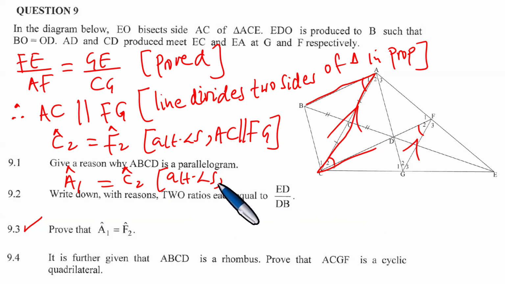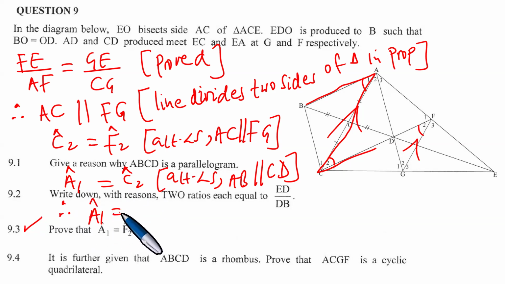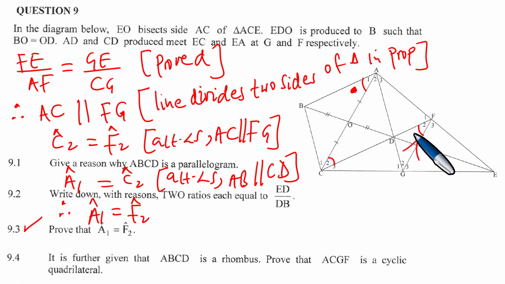Why are they alternate angles? They're alternate angles because AB is parallel to CD. C2 is F2, angles. Angle A1 is the angle C2. As a consequence, we're able to conclude, therefore, that the angle A1 is equal to the angle F2, and this is what we're able to observe. And we have been able to deduce that.